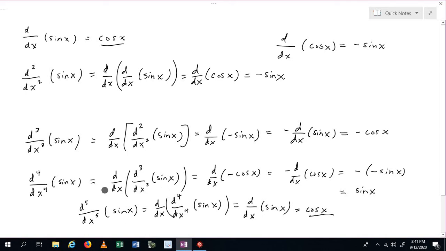The sixth derivative of sine of x would be minus sine of x. The seventh derivative would be minus cosine of x. And then the eighth derivative would be sine of x. So it just continues to cycle through these four functions. Okay, so there's a pattern here.